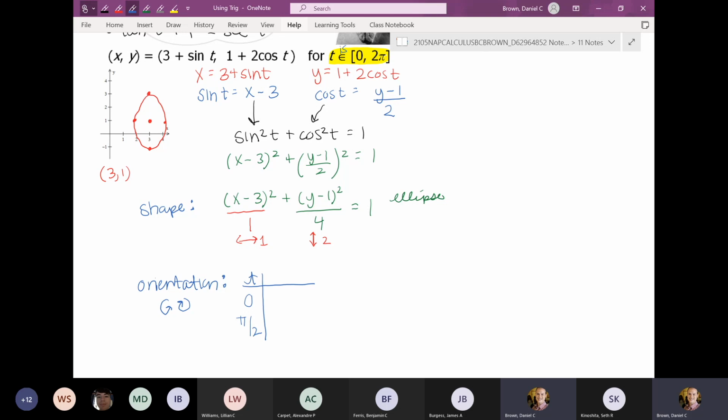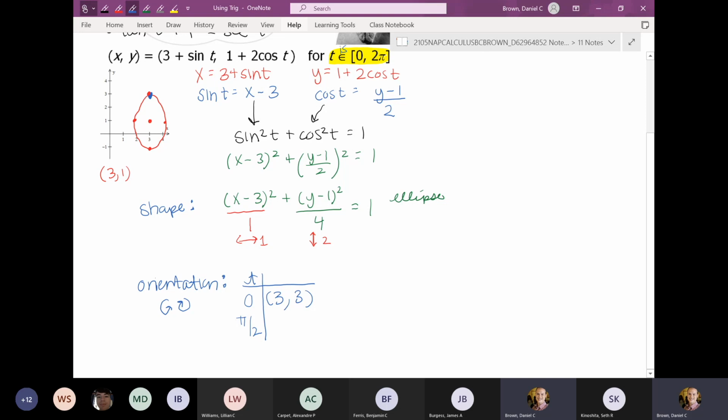So when t is 0, the x is 3 plus the sine of 0, so that's just going to be 3. And then the y is going to be 2 plus the cosine of 0. Cosine of 0 is 1, so that's going to be 1 plus 2, 3. So this is the starting point for that.